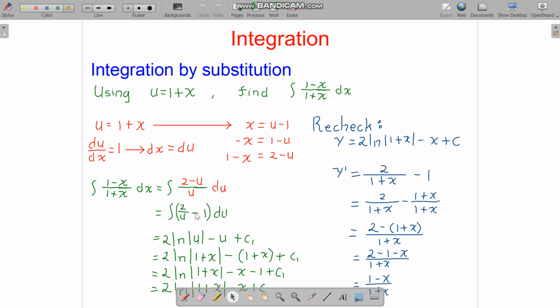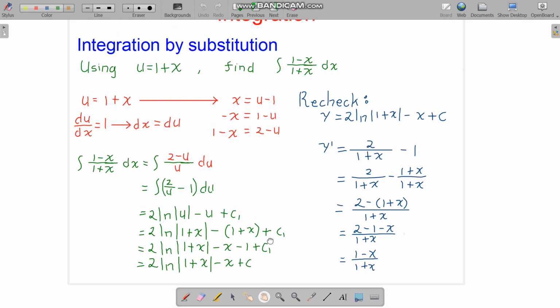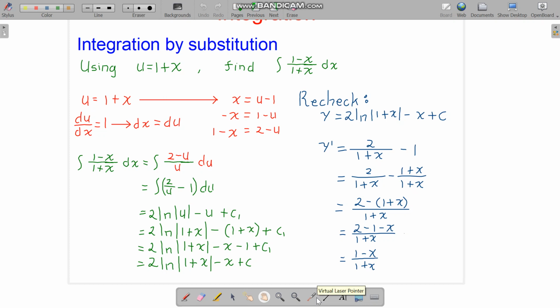So we have 2 over u minus u over u, and for 2 over u we get 2 ln modulus u, and for the minus 1 we get minus u. And if we replace back with 1 plus x, the u is 1 plus x, we get 2 ln 1 plus x minus 1 plus x plus c1 constant, so 2 ln 1 plus x minus x minus 1, or we can just say 2 ln 1 plus x minus x. So this minus 1 plus c1 is just another constant, we can just call it c now.